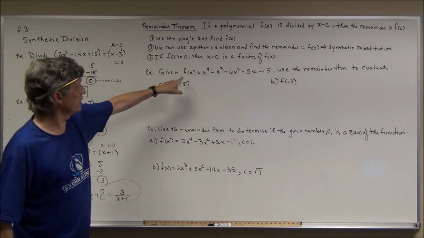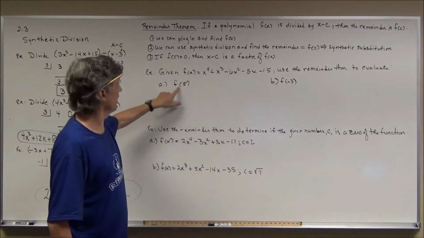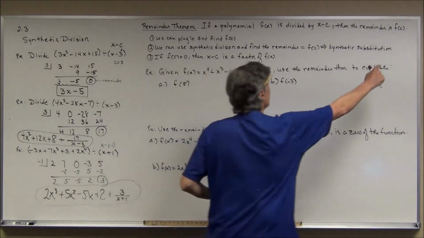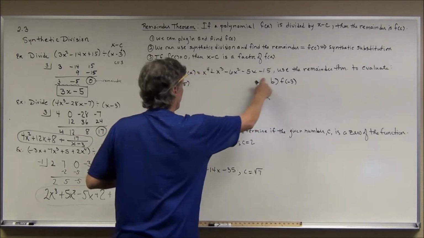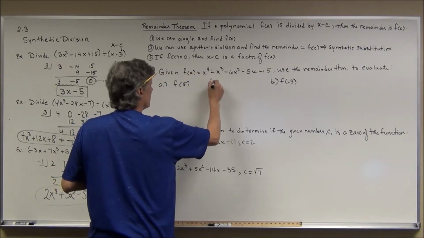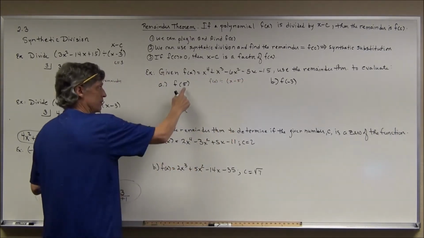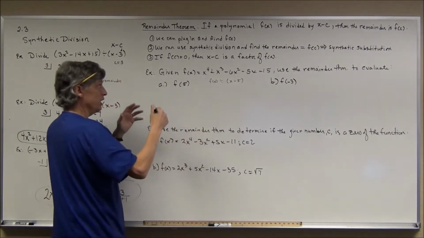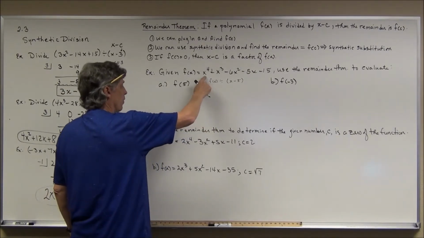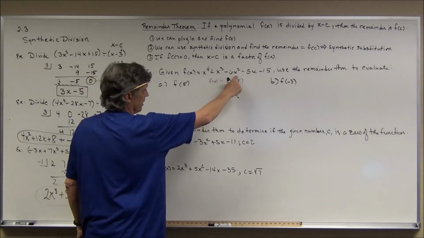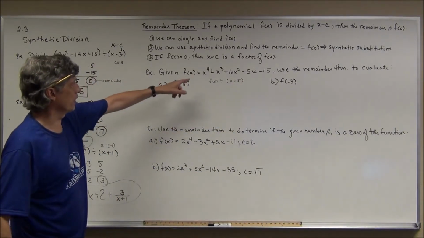Now, given this guy right here, use the remainder theorem to evaluate f of 5. Well, f of 5 is the remainder if we take this f of x and we divide by x minus 5. Because that's my c value. So I can use synthetic substitution here to find f of 5. Well, do you want to plug 5 in? You can. 5 to the 4th is 625 plus 125 minus 150 minus 25 minus 15. Not impossible. Get Mr. Calculator out to help you there.